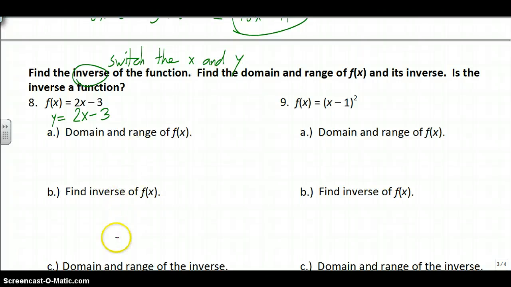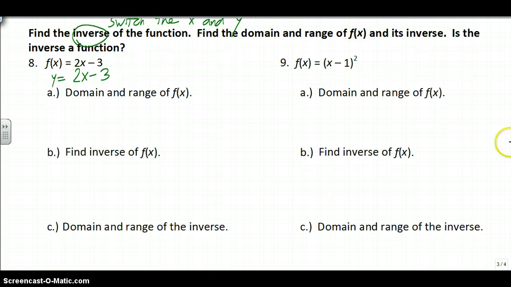You don't have to necessarily do it in the order it's presented here. I usually like to find the inverse first before I go about finding everything else. So, here we go. Let's try it. Y equals 2x minus 3. So switch the x and y. X equals 2y minus 3. We're going to add 3. X plus 3 equals 2y. Then you have to divide everything by 2.